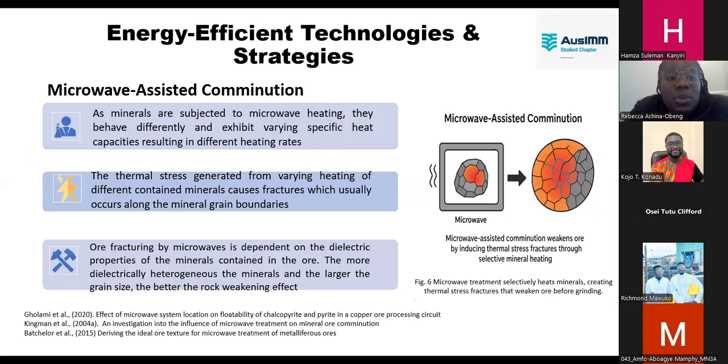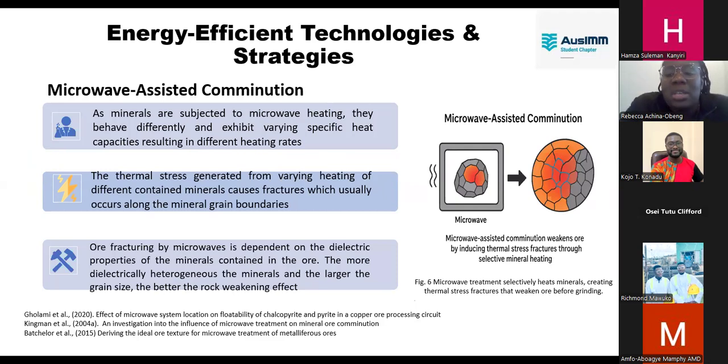Last but not the least, we have the microwave assisted comminution. This is what I did during my PhD at the University of Alberta. My main focus was on microwaves. So one will ask, why use microwave when you can just throw the ore body or the ore material into a conventional oven? I mean, it's all heating, right?